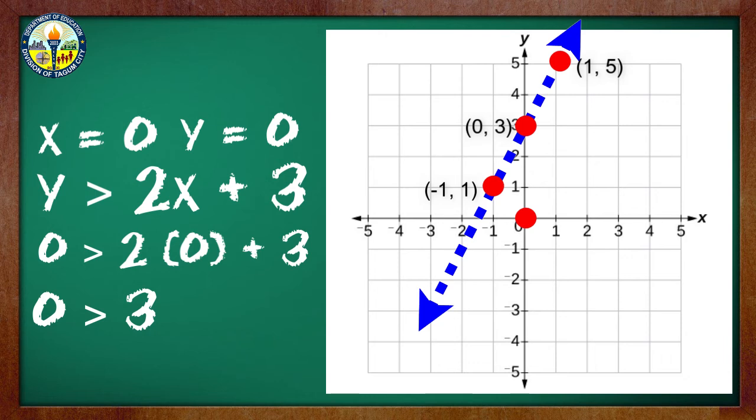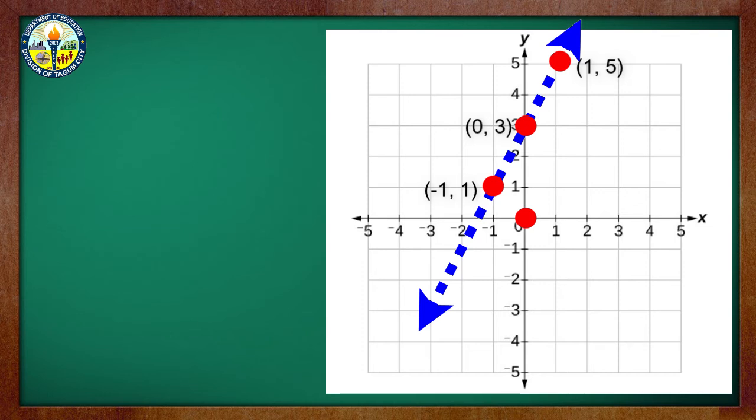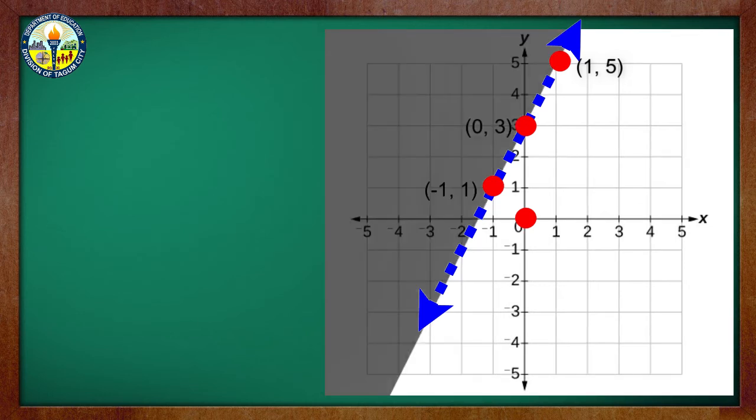y is greater than 2x plus 3. Therefore, shade the opposite side of the line. The solution must be there. The solution is the set of points above the line. You want a proof? Let's check.